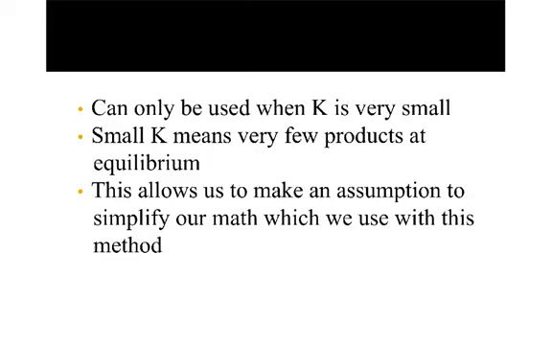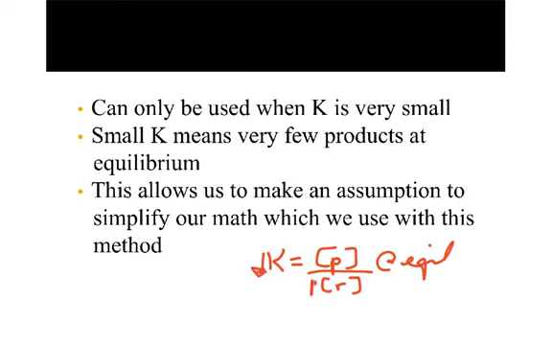A small K means that we have very few products. So if we think about K is equal to concentration of products over concentration of reactants at equilibrium, a very small K means that at equilibrium we have lots of reactants, not very many products. So it's only when we have a small K that we can actually use this particular assumption method.